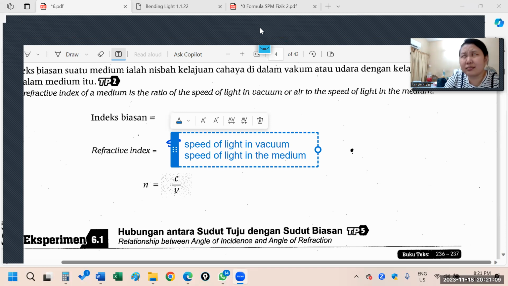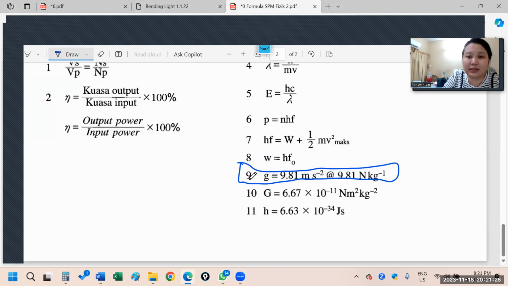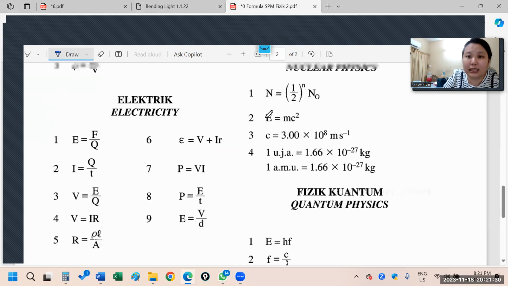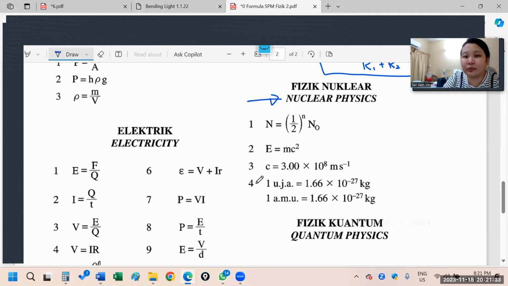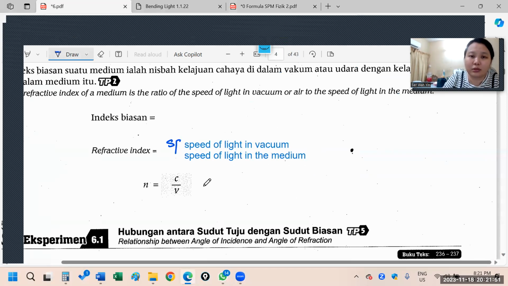You copy first. What is the speed of light in vacuum? The formula is also given, but it is in page 2, at the last, like in the nuclear physics Form 5 chapter. c equals 3 times 10 to the power of 8 meters per second. So we always use 3 times 10 to the power of 8 divided by the speed of light in the medium.